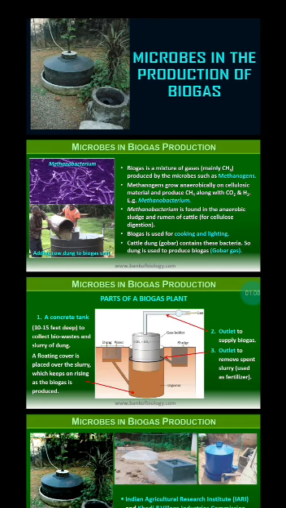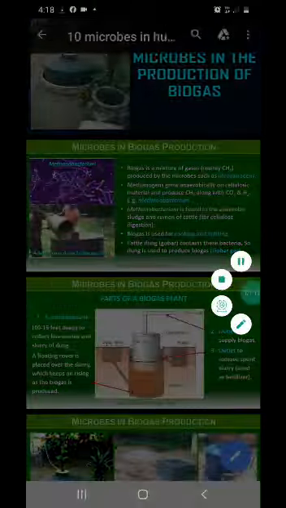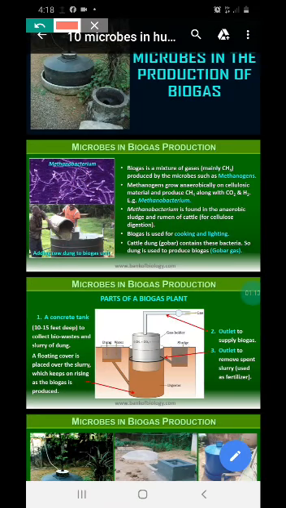Clear? Okay. Now this is the construction of a biogas plant. You should be knowing the construction also. It's not very important still, but it has been asked once or twice in the board paper. So you should know the construction, children. It consists of actually a concrete tank, a concrete tank.